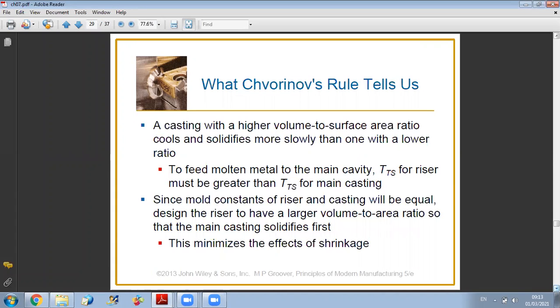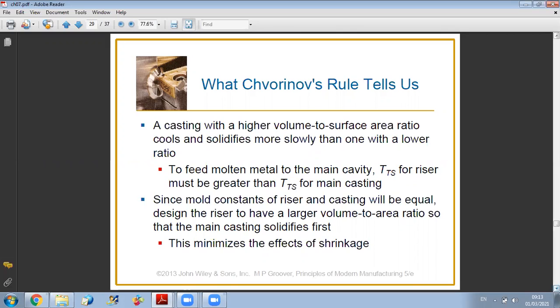Now, Chvorinov's rule is the one we introduced together. And this rule will tell us the following. A casting with a higher volume to surface area ratio cools and solidifies more slowly than one with a lower ratio. This is why if you want to reduce the total solidification time, you need to try to optimize the design of your pattern if possible to have a lower volume to surface ratio.